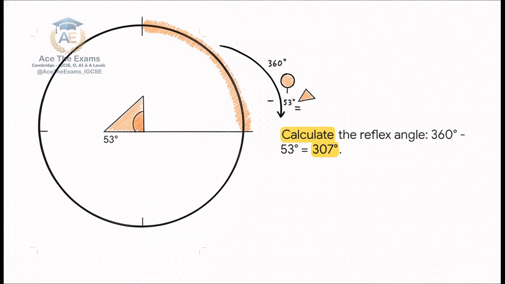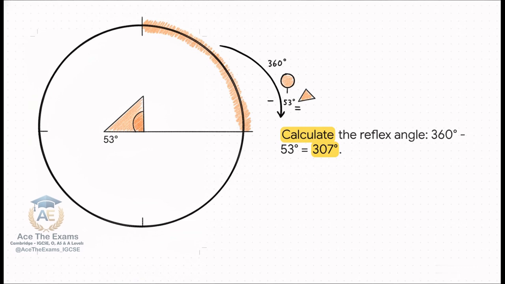We write down 360, subtract our inside measurement of 53, and boom, we've perfectly calculated the outer reflex angle as 307 degrees. This is how you show you're working and secure the points.